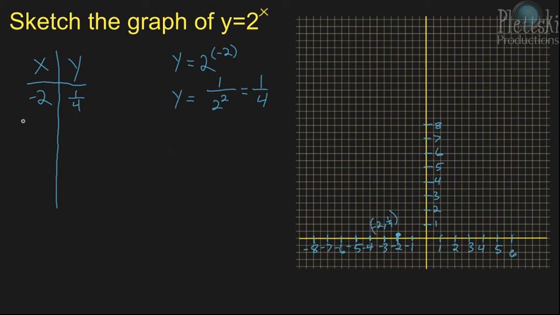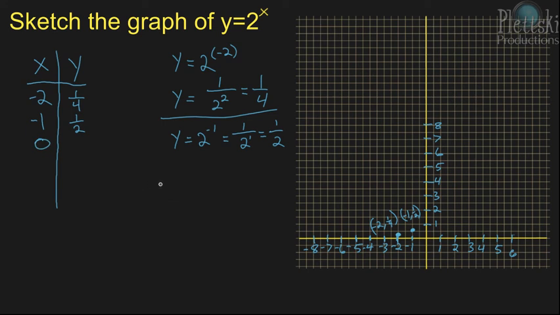Okay, next point, let's try -1 for x. What happens when x is -1? Well, it'll become y equals 2 to the -1 power, which is the same thing as 1 over 2 to the 1 power, which is the same thing as 1/2. So when x is -1, y is 1/2, which is right there. Okay, what happens when x is 0?